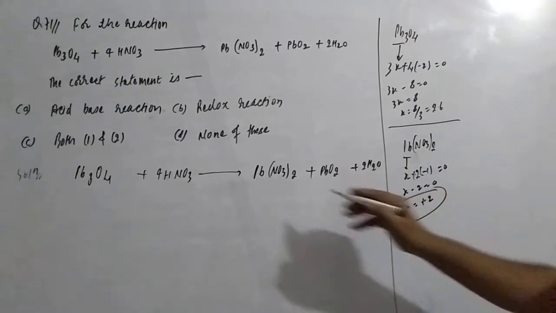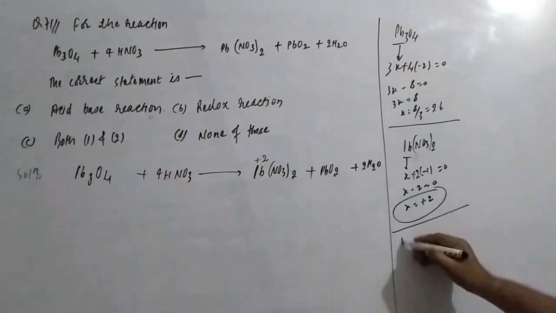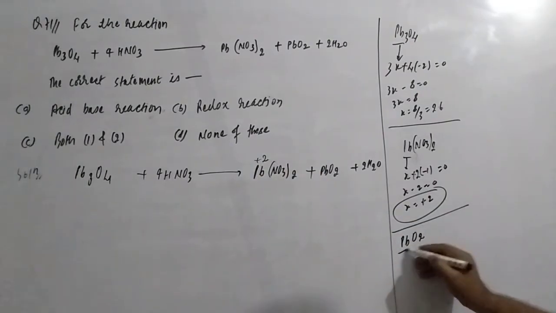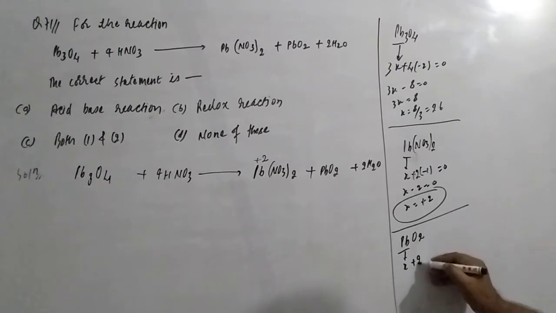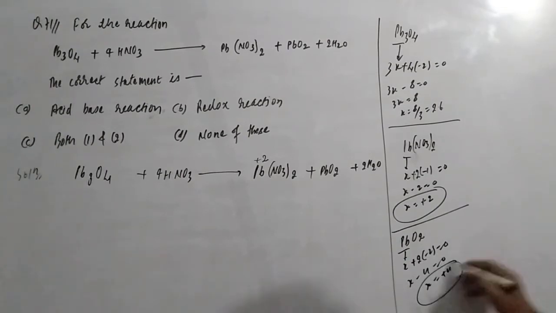So here we can put +2. Now another check, PbO2, student. If you are checking PbO2, lead is X, and 2 oxygen are there, each -2, total equal to 0. So X minus 4 equals 0. So X is equal to how much, student? That is coming +4.